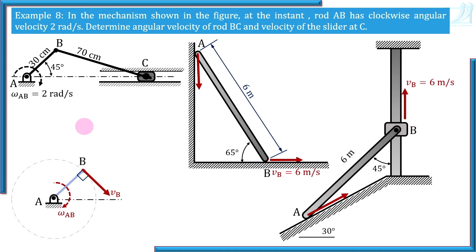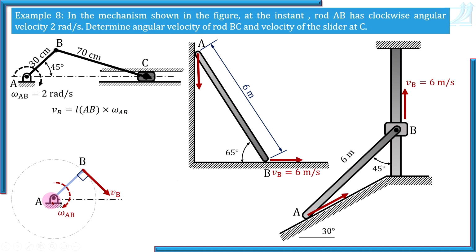Focus on rod AB now. VB, velocity of end B of rod AB, is length AB into omega AB. Is it something new here? No, it is V equal to R omega. R is distance of B from center of rotation.